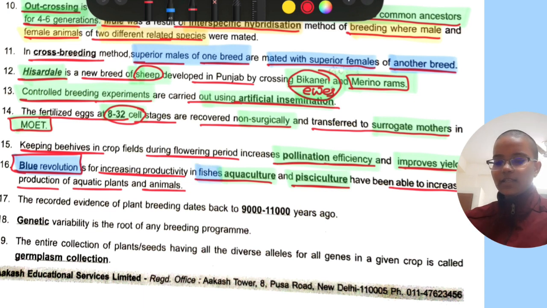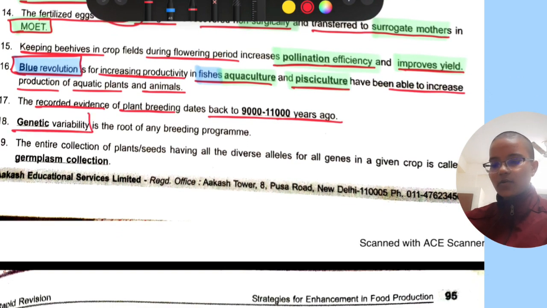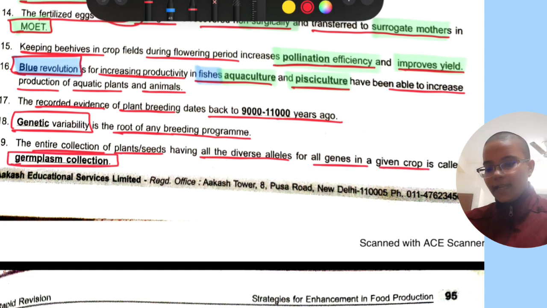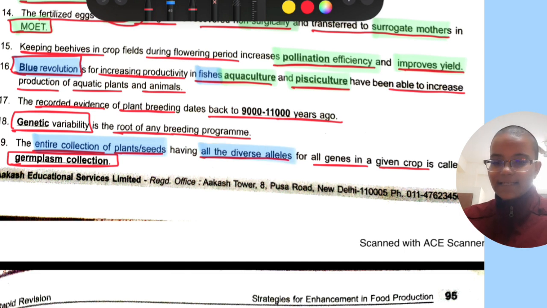The recorded evidence of plant breeding dates back to 9,000 to 11,000 years ago. Genetic variability is the root of any breeding program. The entire collection of plants or seeds having all the diverse alleles for all genes in a given crop is called germplasm collection.